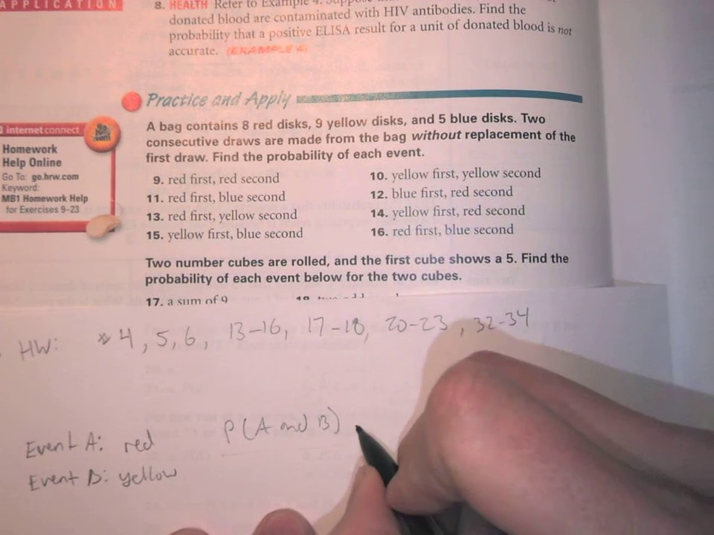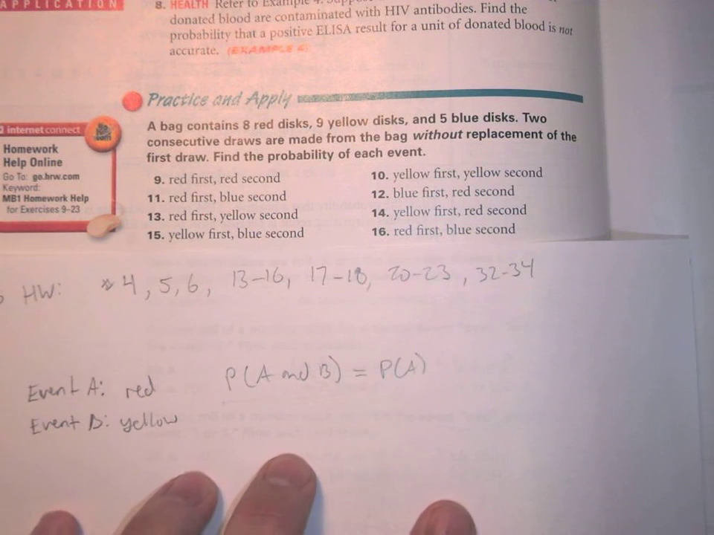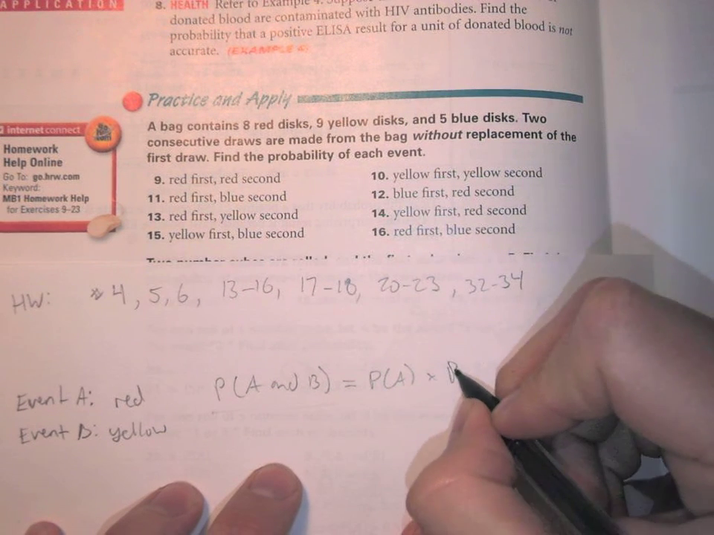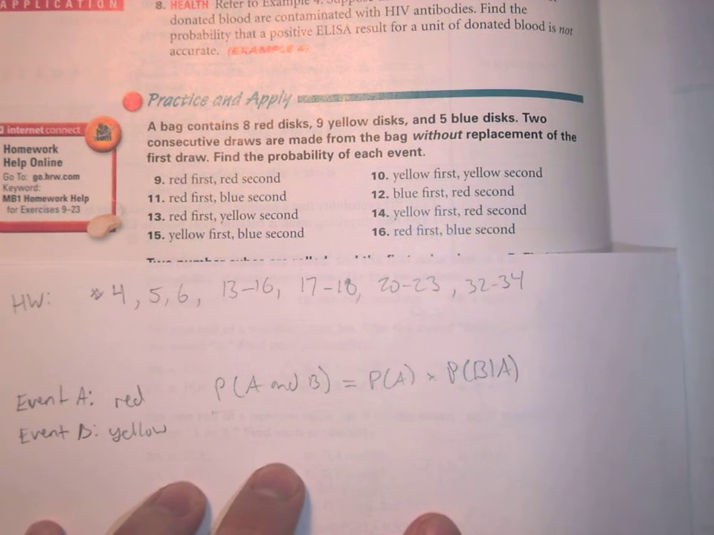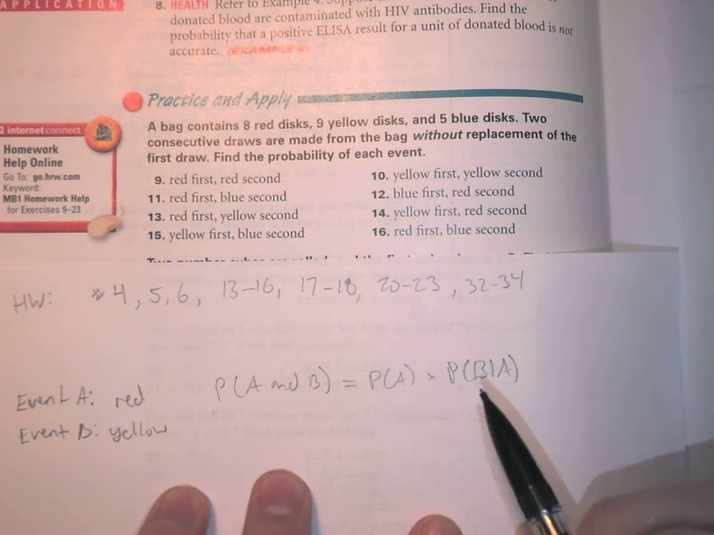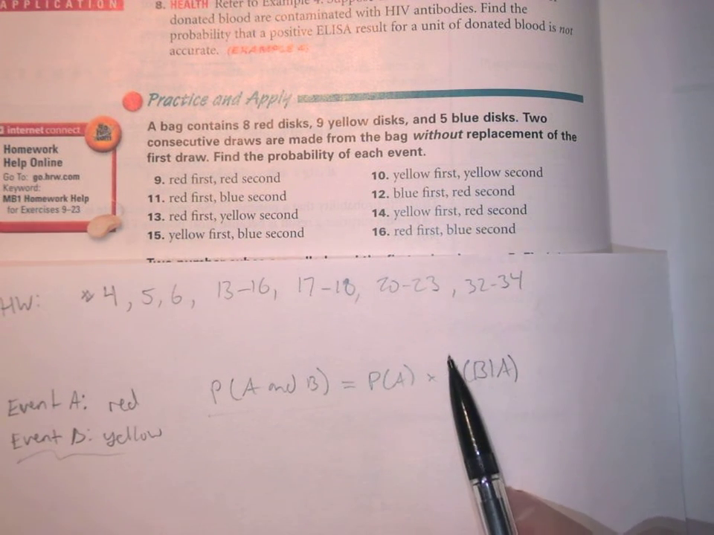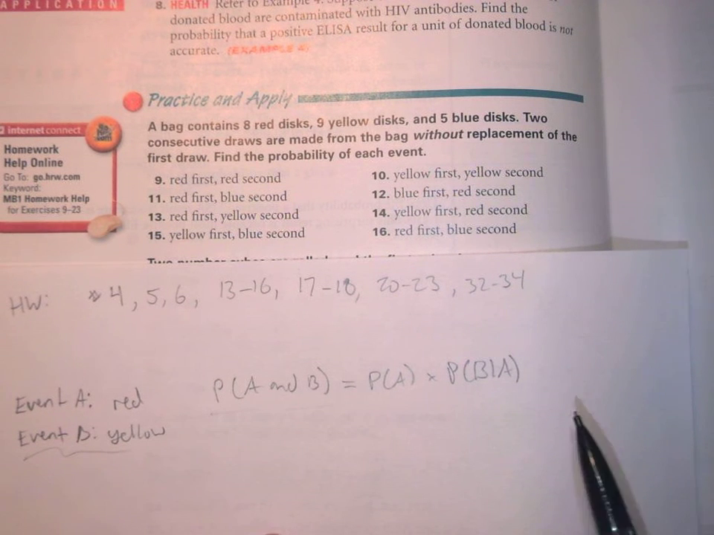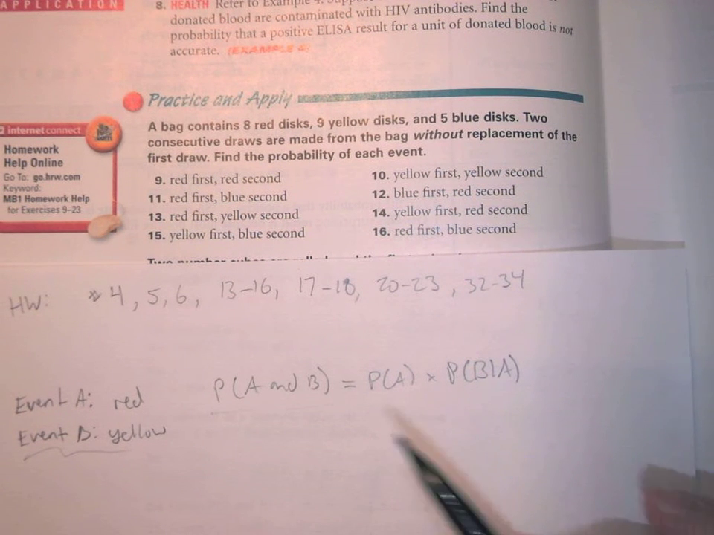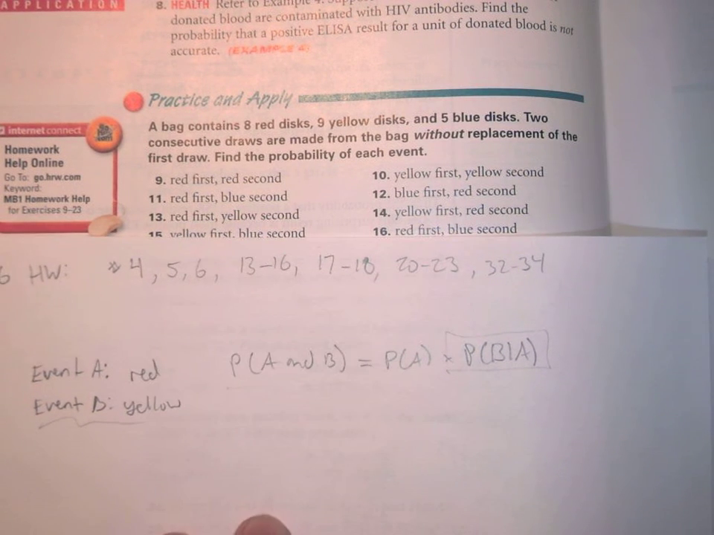The probability of those both happening is the probability of pulling the red multiplied by the probability of pulling the yellow, assuming I already pulled a red one out, because remember this second event, event B, is going to be dependent on event A. Whatever I pull in event A is going to change my sample space. So this is kind of where we're after. We're talking about dependent events, which means this second probability is going to be a conditional probability.